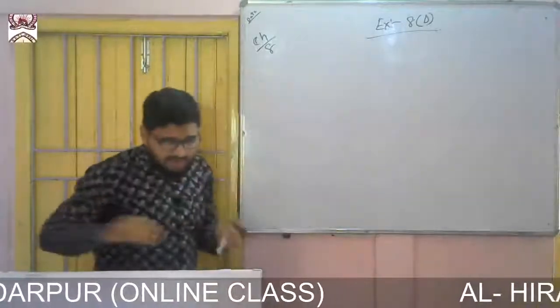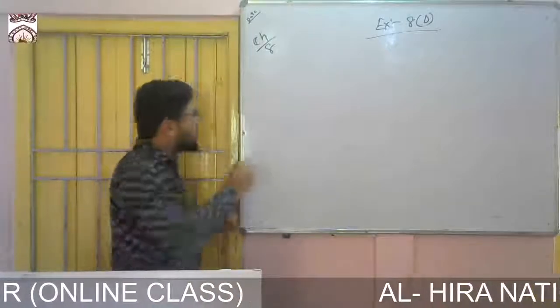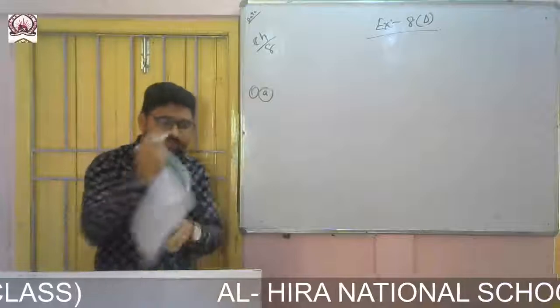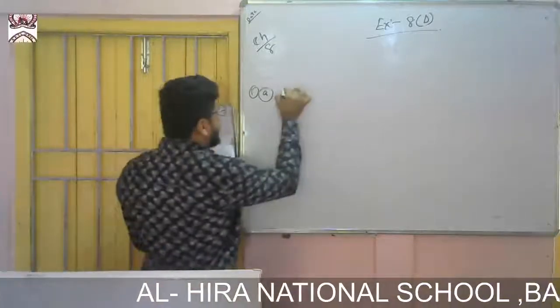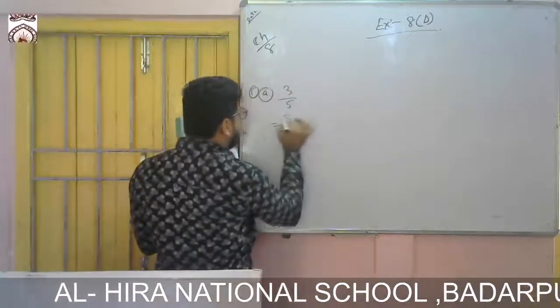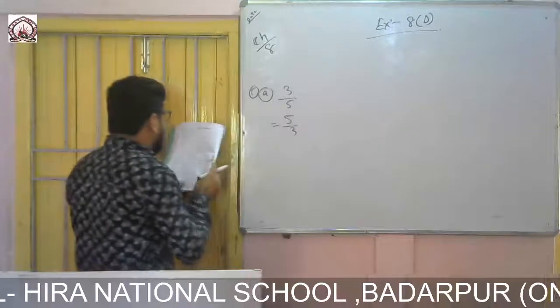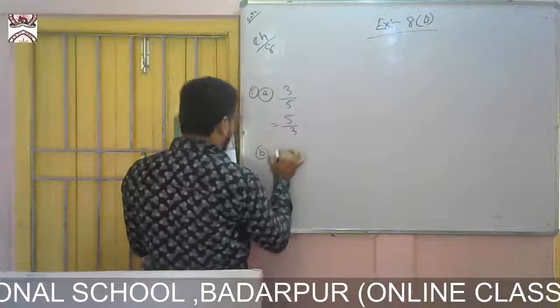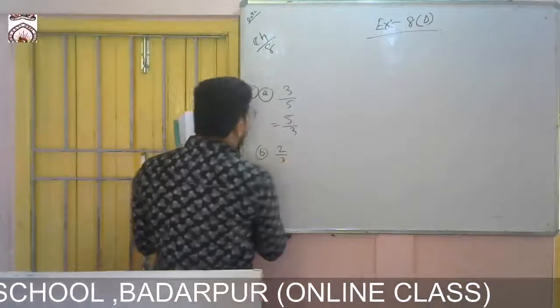So question number 1, you see, write the reciprocal of. So directly write the answer. Reciprocal of 3 by 5 will be 5 by 3. Now then B. Come to B. What is there? 2 by 3.